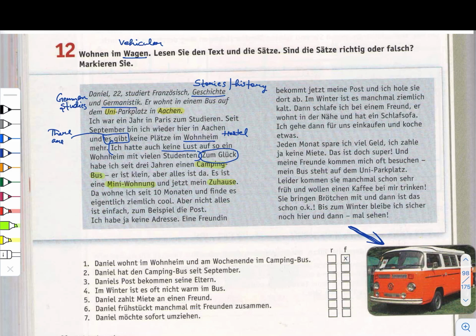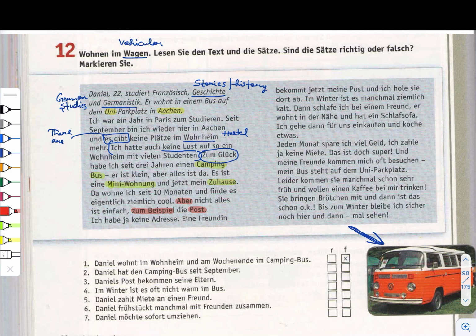Da wohne ich seit 10 Monaten und finde es eigentlich ziemlich cool. Now, there I live since 10 months and I find it actually quite cool. Aber nicht alles ist einfach. Now they are using but. Nicht alles ist einfach. But not everything is easy. Now he will tell what is not easy, what are the problems he is facing when he is living in this bus.